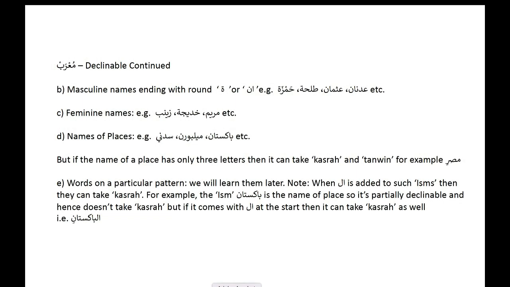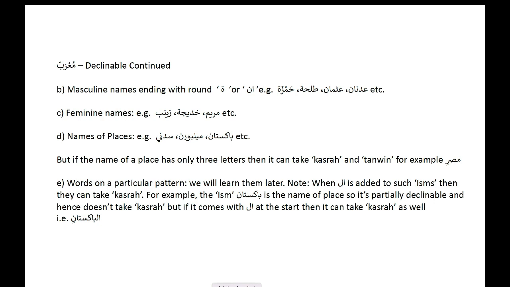Masculine names ending with round ta marbuta or an, for example, Hamza, Talha, Uthman, Adnan. Feminine names, for example, Zainab, Khadija, Maryam. Names of places, for example, Pakistan, Sydney, Melbourne. But if the name of a place has only 3 letters, then it can take kasra and tanween, for example, Misrin. Words on a particular pattern, we will learn them later.